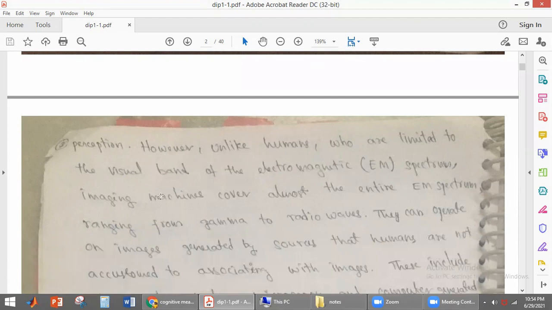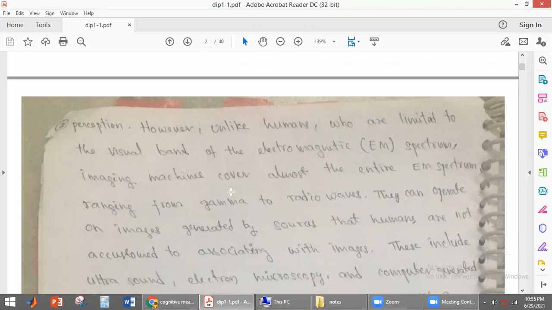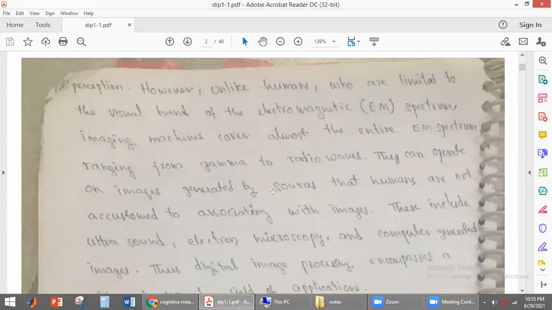Whereas the imaging machines we are going to discuss cover the entire electromagnetic spectrum, ranging from gamma to radio waves. They operate on images generated by sources that humans are not accustomed to associating with images. So image processing deals with all types of images covered in the EM spectrum.